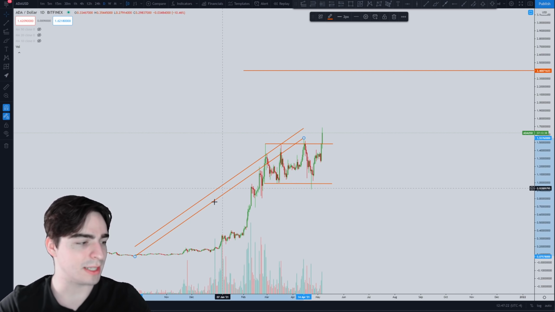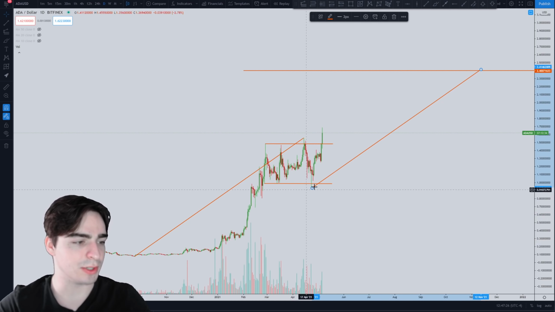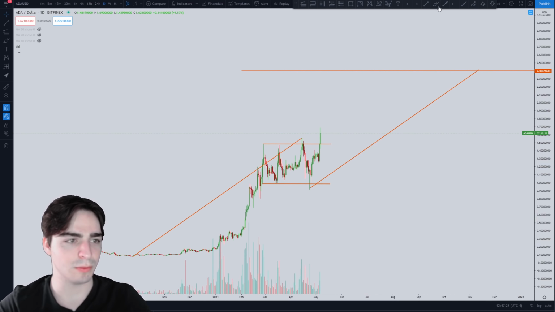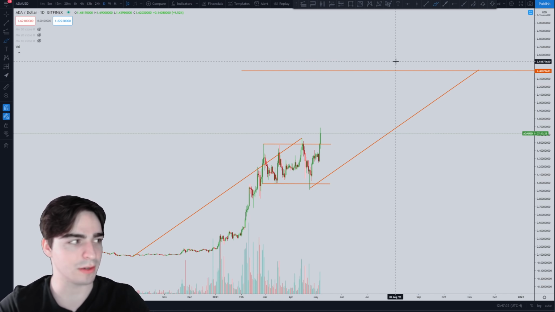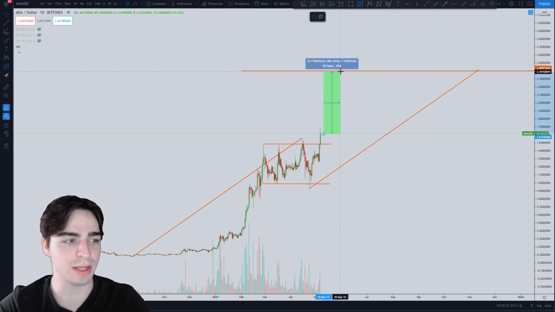Okay, we're going to copy and paste that: all-time low to most recent high, pasted forward to the most recent low. That's how I got this line here. $2.40 will be the target for Cardano, or from current levels, that is about a 48% increase.